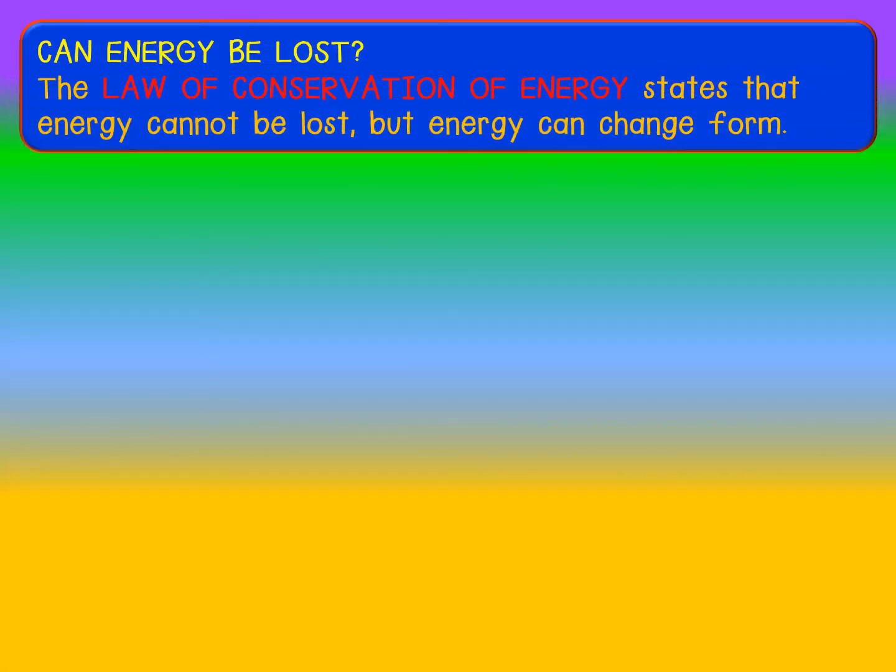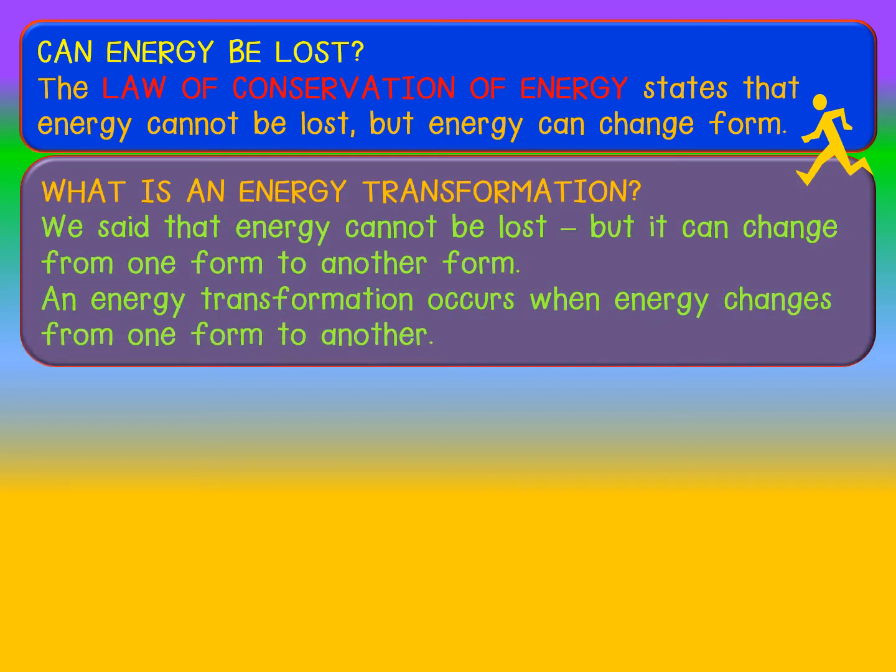People say that they have no energy to do things. Energy cannot be lost. The law of the conservation of energy states that energy cannot be lost. Instead, energy changes from one form to another. For example, the chemical energy in the food you eat changes into heat energy when you run. We say that energy is transformed into another energy form. This is an energy transformation.